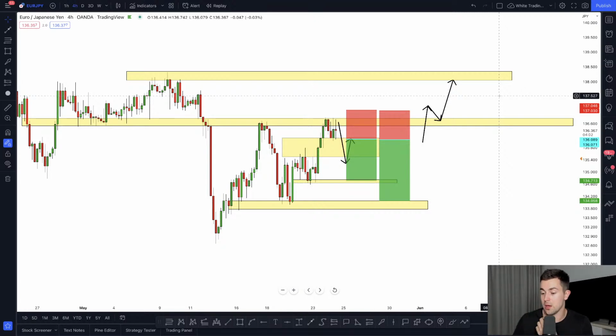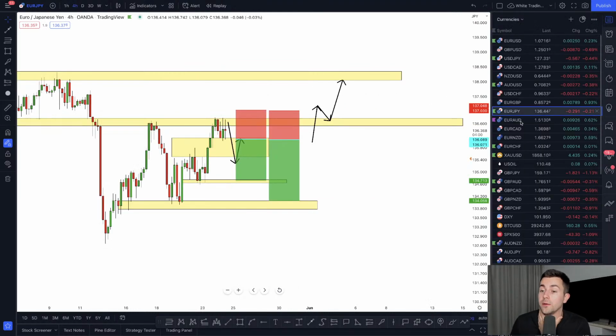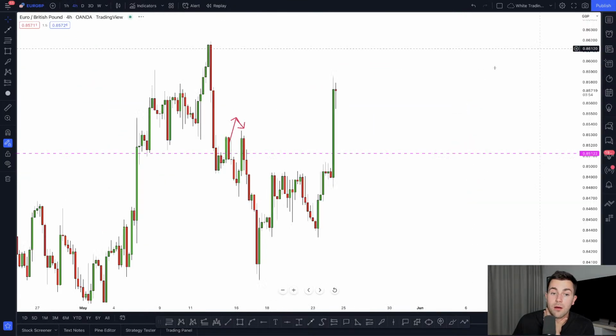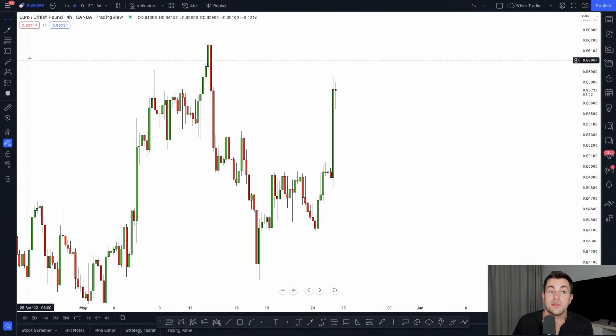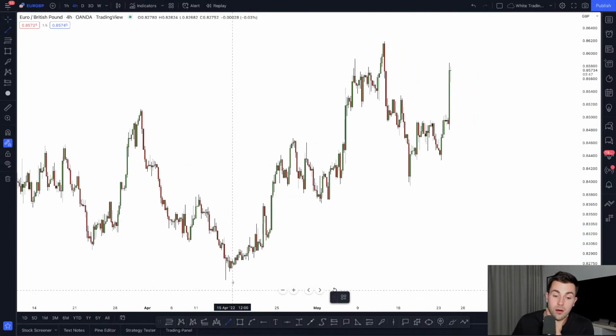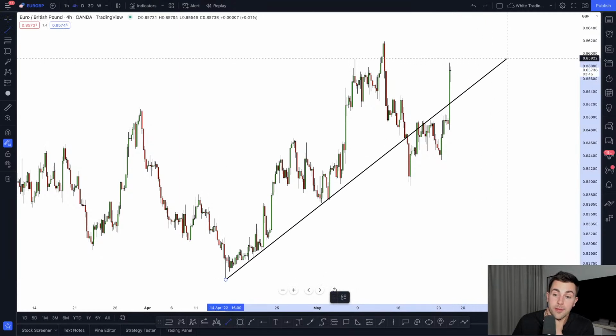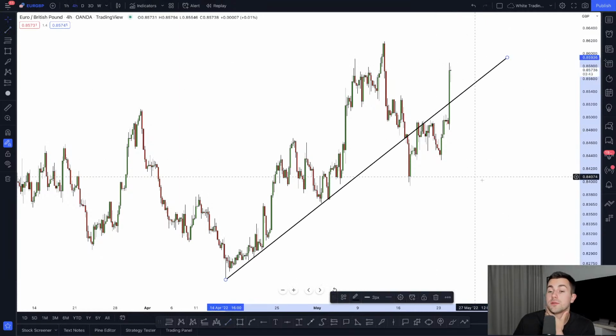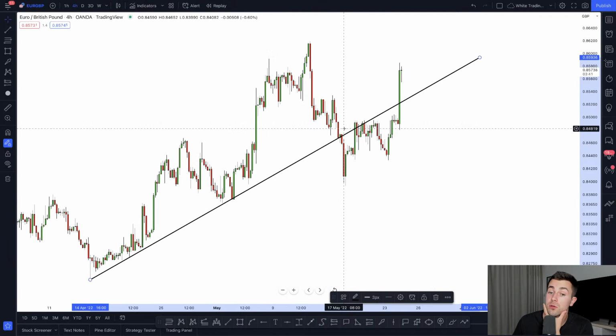Euro pound. Let's take a look at what is up with euro pound. Analyzing euro pound, I made a mistake this week. This week I spotted a bearish breakout of the trend line. Yes, here was a very nice rising trend line that was broken to the downside.